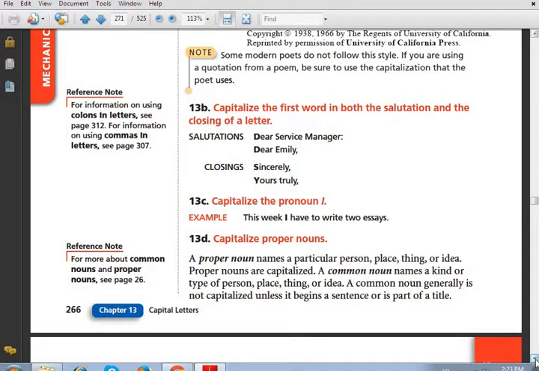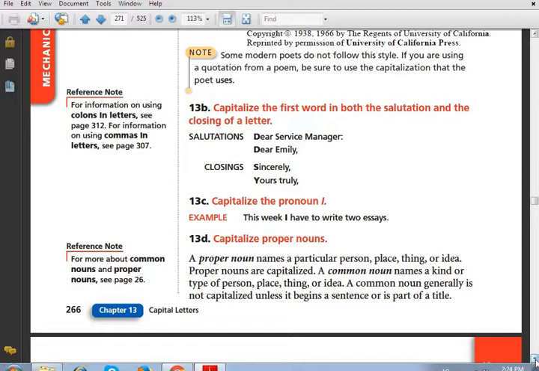Another rule, capitalize the interjection O. We have the interjection which is O. This O, we have to capitalize it. The interjection O is most often used formally. It is used formally, guys, so it is usually followed by a word in direct address. Look at the example below. It will help you to understand.